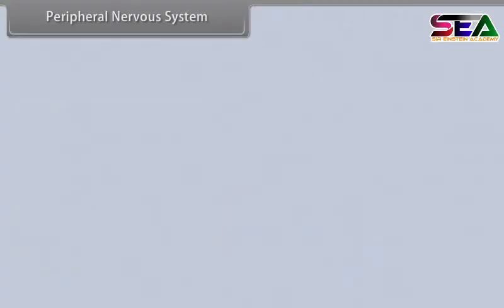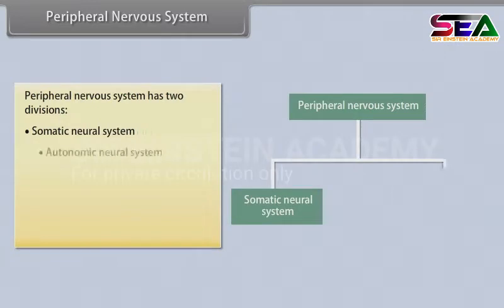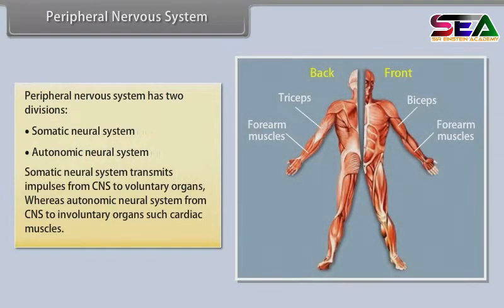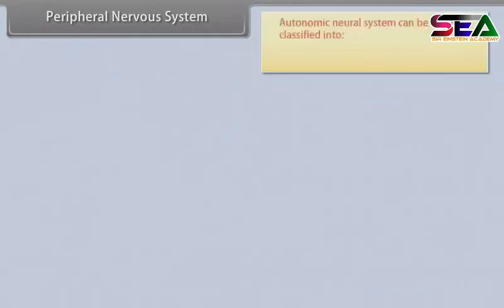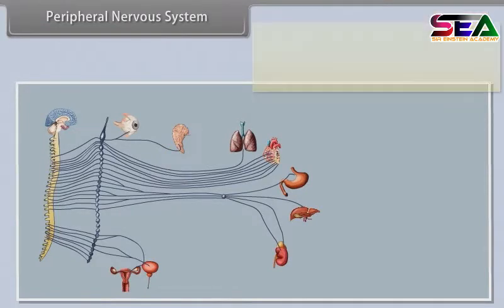Peripheral nervous system. Peripheral nervous system has two divisions, that are somatic neural system and autonomic neural system. Somatic neural system transmits impulses from CNS to voluntary organs, whereas autonomic neural system transmits from CNS to involuntary organs such as cardiac muscles. Autonomic neural system can be further classified into parasympathetic neural system and sympathetic neural system.